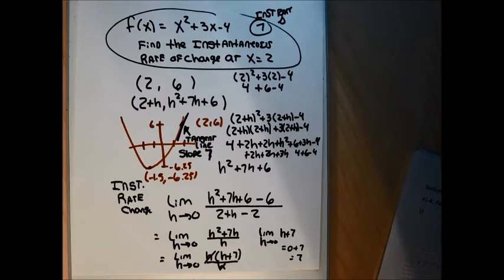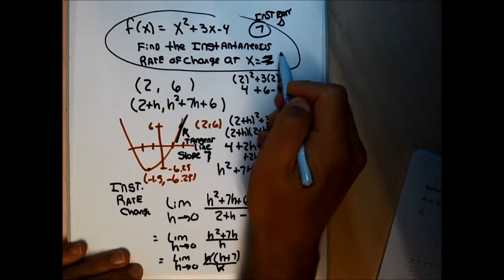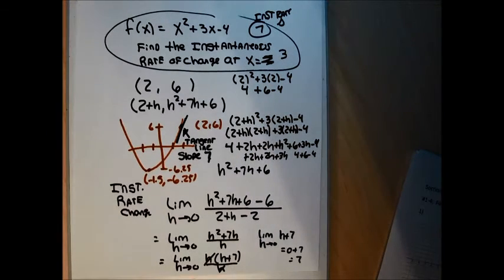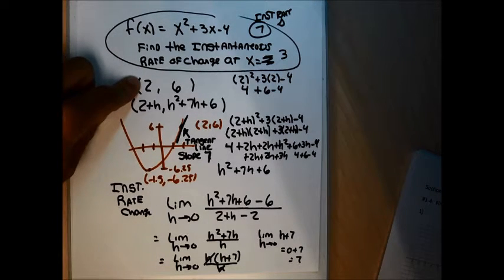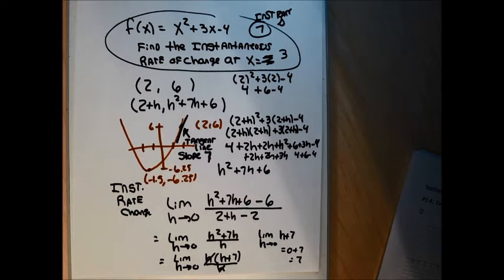What would happen for this function if now I change this? I want to find the instantaneous rate of change, but I want to find it at x equals 3 as opposed to x equals 2. Well, then I'd have to create 2 points, 3 comma something, 3 plus h comma something, and go through the whole procedure again. That's a lot of work. And if you're going to have to do more than one instantaneous rate of change for a particular function, it would be nice to have a generic equation that you could use. And that's what we're going to do in this section.